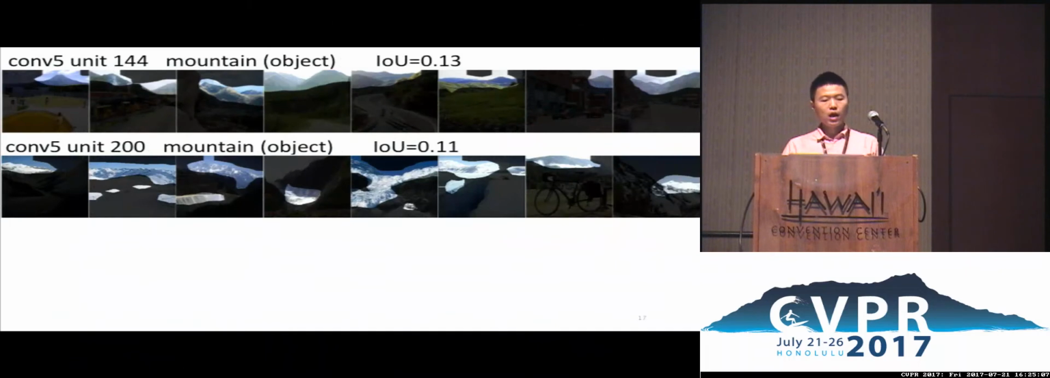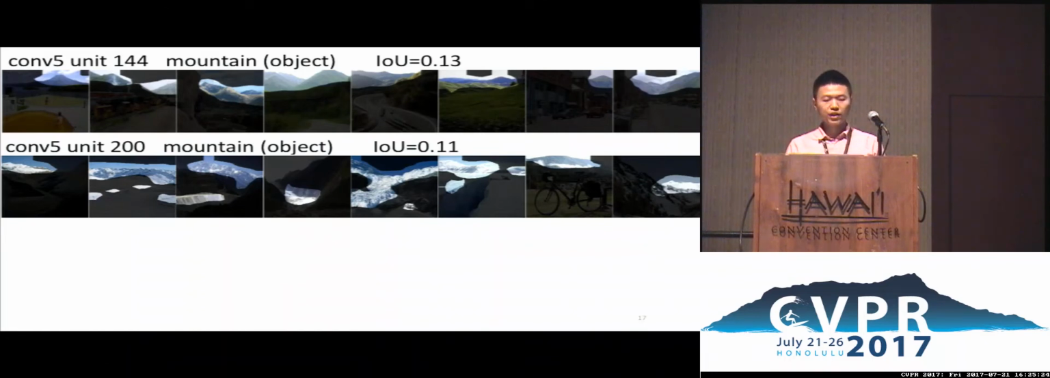Here we show another 2 units detecting the same concept. Unit 144 and another unit, unit 200, are detecting the mountain concept, but they are detecting different kinds of mountain. The first one detects grassy mountains. The second detects snowy mountains.